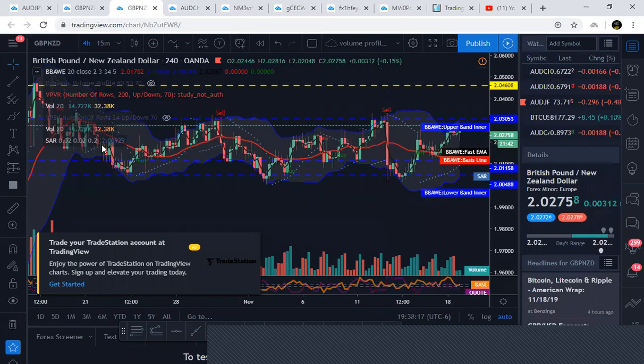I do also have a SAR indicator. We may go into detail later on another session about the SAR. I forget what the acronym stands for, but it gives you an indication of trend. Kind of the same thing as what the Bollinger Band is doing, but it's more of a direct indication of which way the market should go. And when you get a flip, that signals a reversal.